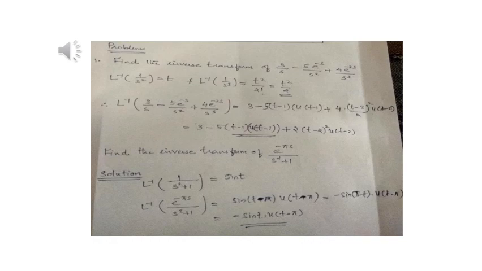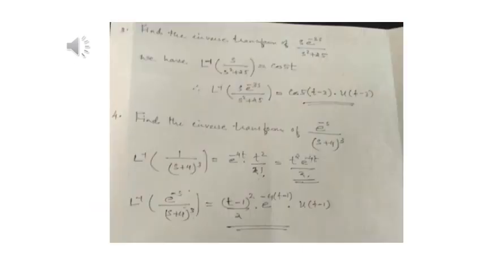Next question, find the inverse transform of s into e raised to minus 3s by s square plus 25. So we know that L inverse of s by s square plus 25 is cos 5t. So once e raised to minus 3s is there in the numerator, then we can use the unit step function. So the answer is cos 5 into t minus 3 into u of t minus 3, because e raised to minus 3s is there. So a is equal to 3 here. So it is cos 5 into t minus 3 into u of t minus 3.